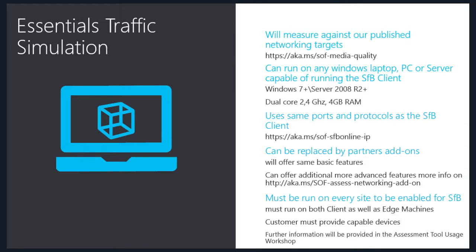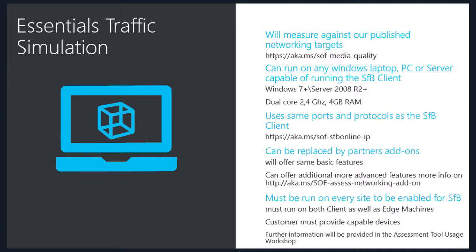Now, what does it do? It actually measures against our published networking targets. You can find that at this AKA link. It can run on any Windows laptop, PC, or server capable of running the Skype for Business client. So Windows 7 or above, Windows 2008 R2 or above. The one note to make here is that for Windows Server 2008 or above, you will need to install the desktop experience. It uses the same ports and protocols as the Skype for Business client.